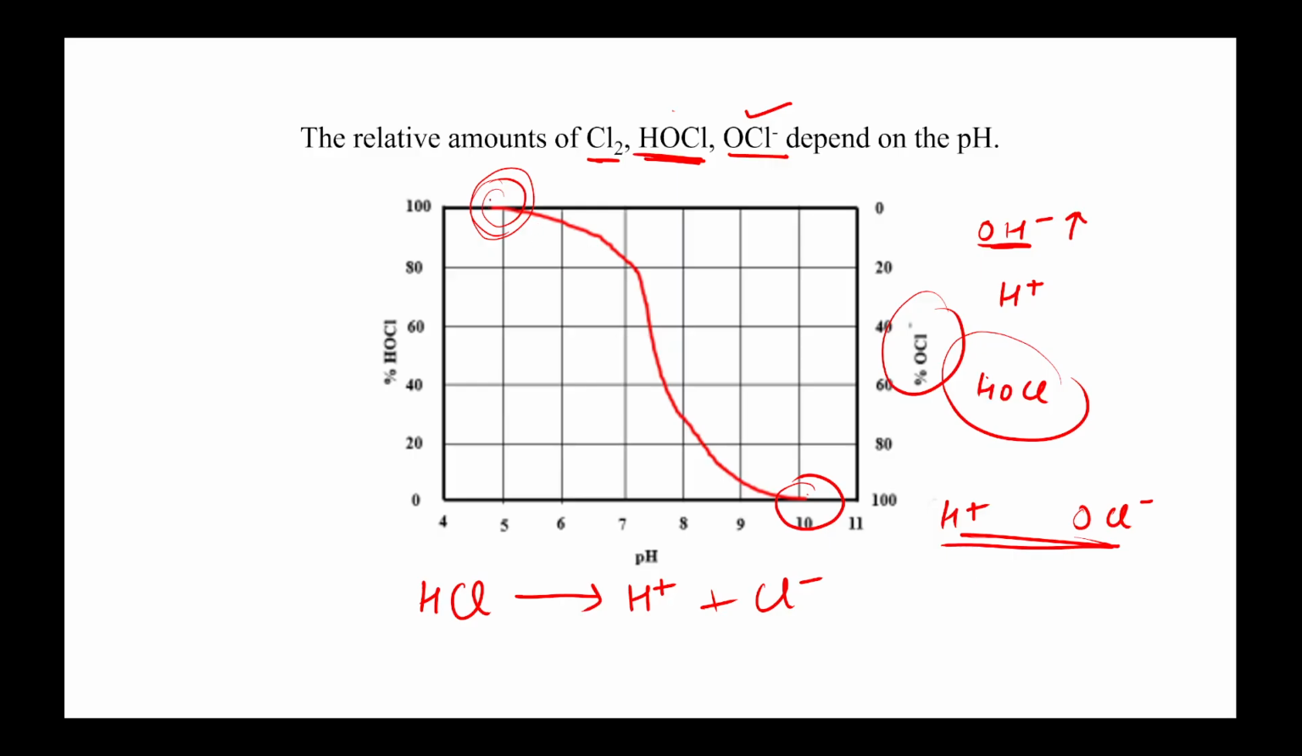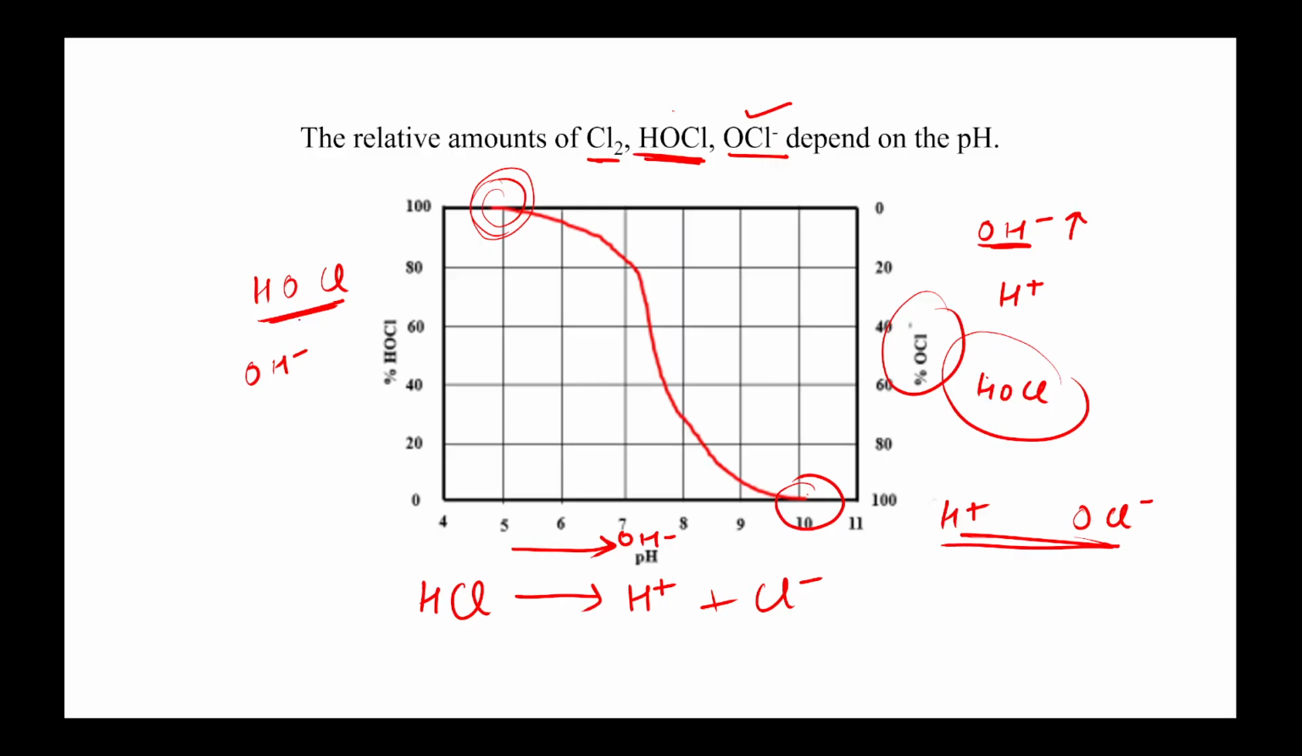At very low pH, the H plus ion concentration will be very high, so all the hypochlorite will be protonated and present in the form of HOCl. When we keep on increasing the pH, that means we are adding OH minus ions. Increase of pH means the OH minus ion concentration is increasing, right? So when OH minus ion concentrations are increasing, what will happen?